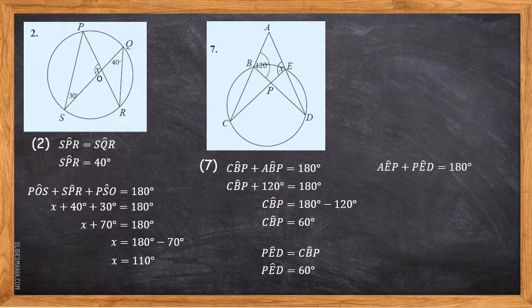Then again we can use adjacent angles on a straight line. Then AEP angle plus PED angle gives you 180 degrees. Then using that we can simplify. PED angle is 60 degrees. Subtract from both sides, you get x is 120 degrees. Right.